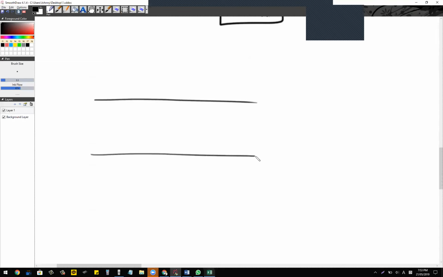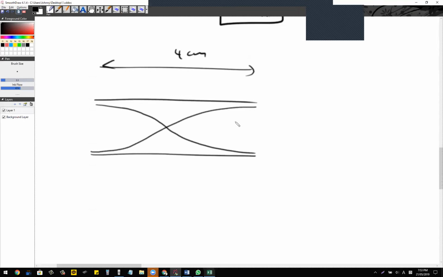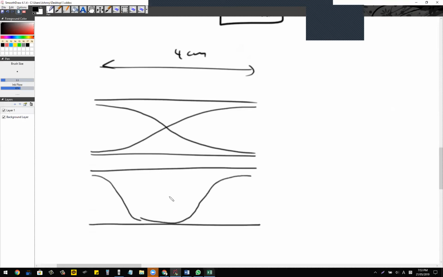So you have the straw, and this is the fixed length, right? Let's say 4 centimeters, and you may have the first harmonic that goes like this. I'm not sure if this is the first harmonic. And then you may have something like this. Now compare these two. Here the wavelength is very long, from there to there. This is the wavelength.